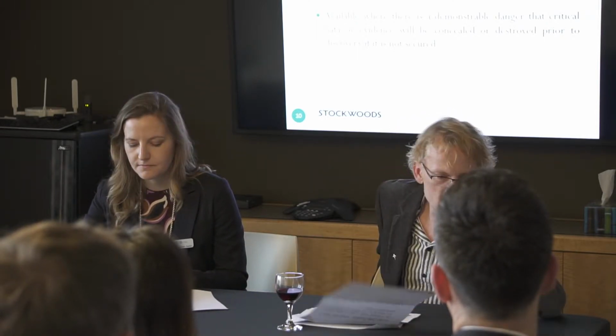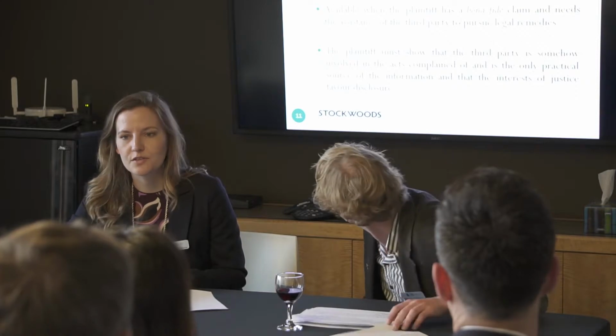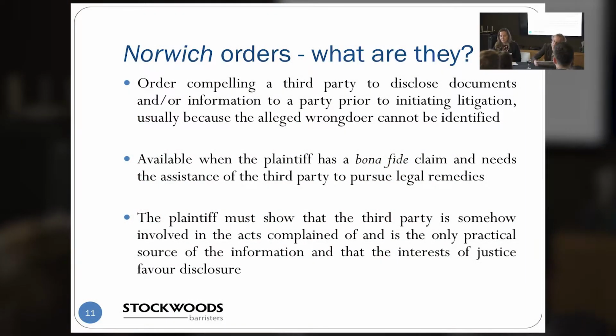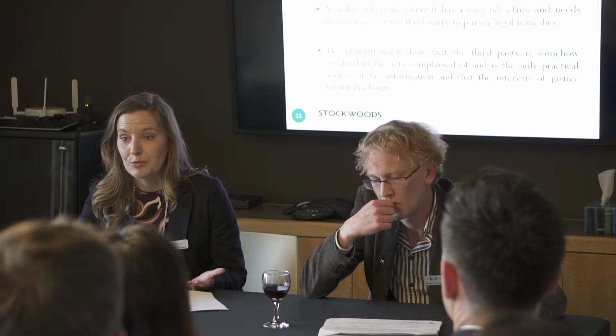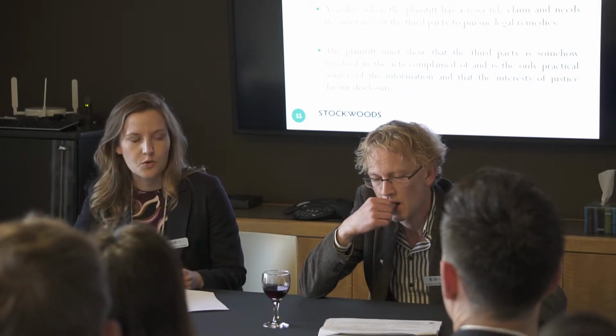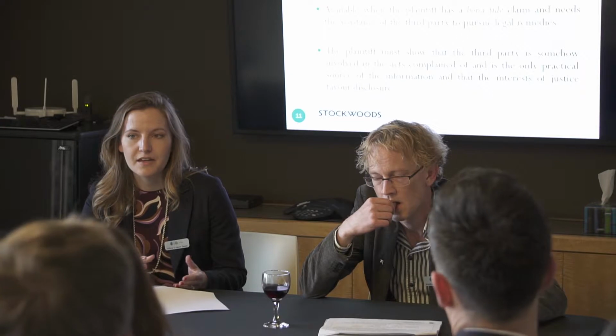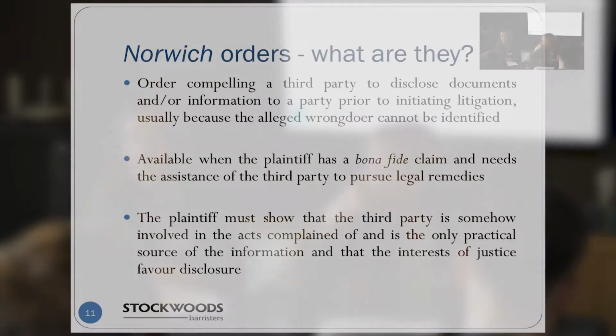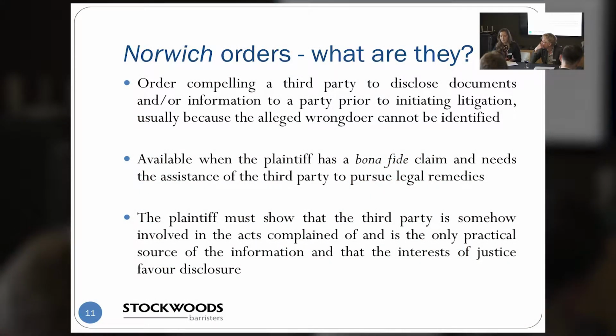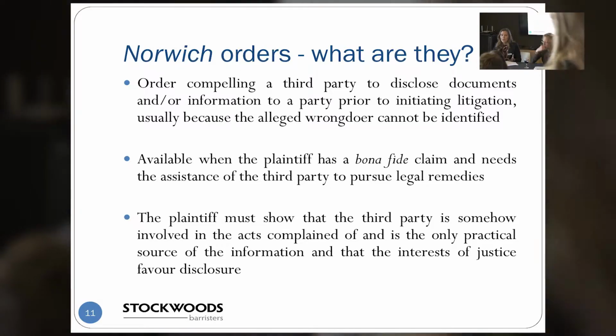Tiffany, I want you to talk about Norwich orders for a second so we can frame it. So a Norwich order is another civil remedy that's available. This is a remedy that you would seek in a situation where you want to commence litigation, you've been wronged, but you are missing important information that's necessary to commence the litigation. An example would be when you don't know who the wrongdoer is. The Norwich order would allow you to get that information from a third party that has the information. The third party has to be somehow involved in the acts complained about, and it has to be the only practical source of information.